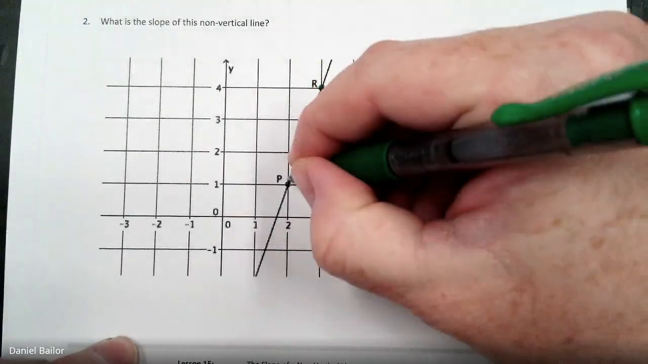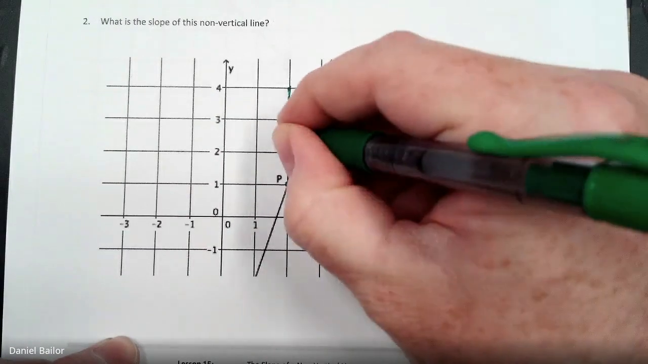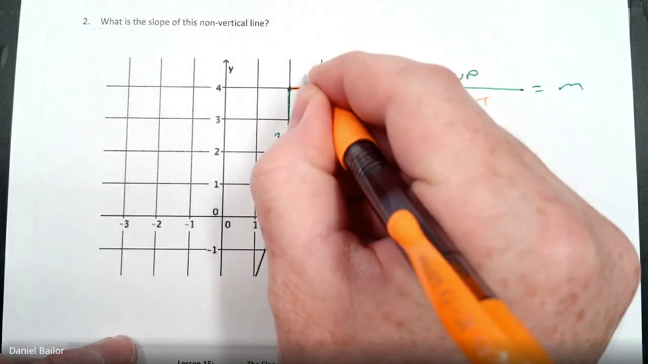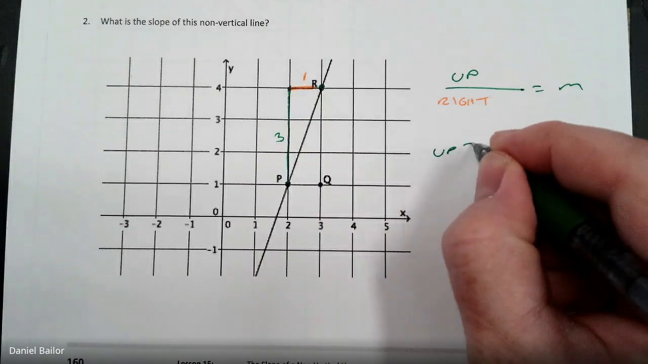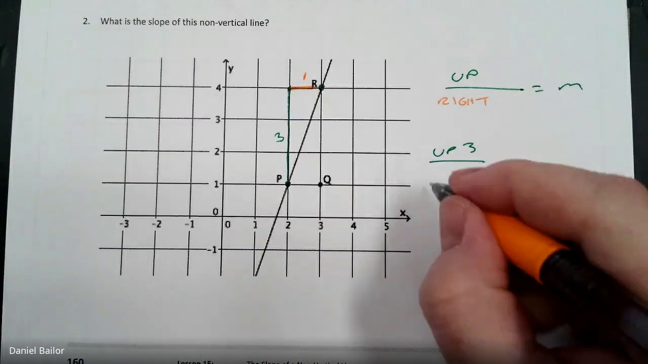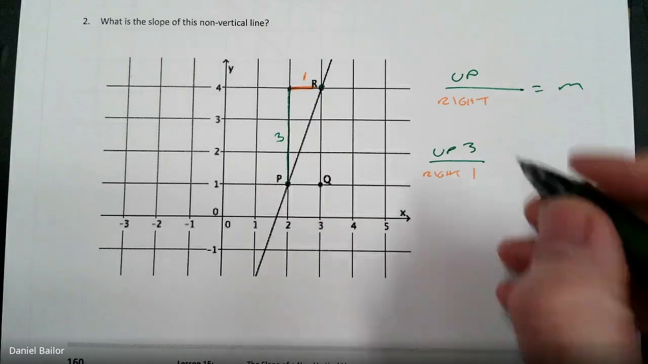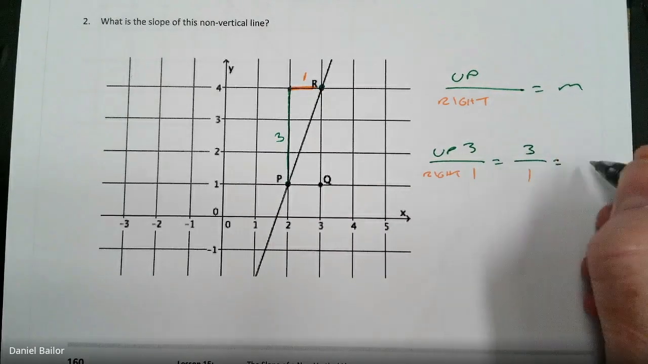So let's go up. And how many did we go up? We went up 3 spaces. And then we go right 1 space. So we went up 3. We went right 1, which turns into 3 over 1, which simplifies. 3 divided by 1 is just 3.